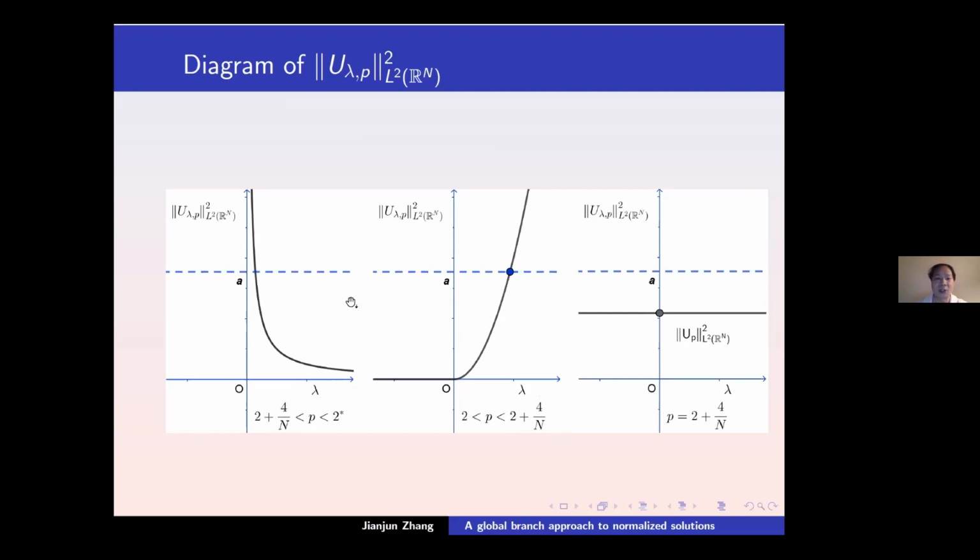Okay, so for this case and for this case, for any a, we know this line has only one intersection with this curve. For the last case, if p equals this exponent, this line can intersect the mass of U lambda p if and only if the constant a equals the mass of UP.